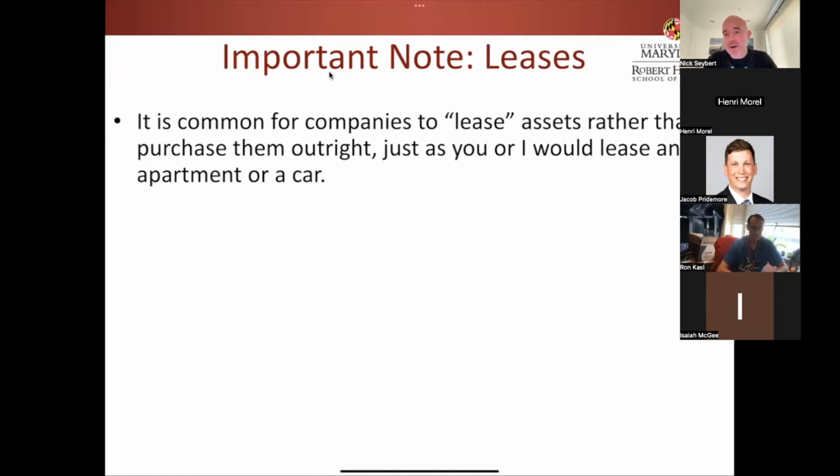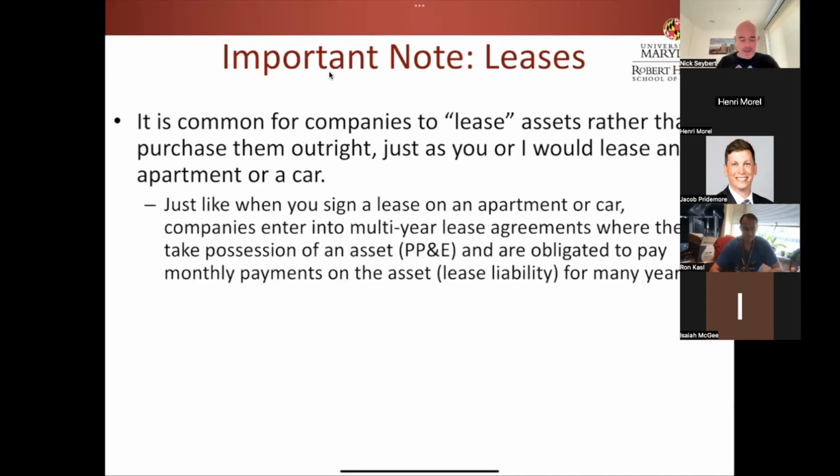Same thing with renting or buying a house. You buy the house with a mortgage. Again, if you can do all cash, congratulations. I have never and will never be able to do that. But you either buy with a mortgage or you rent a house or apartment. And it's the same thing with companies. A bunch of them are leasing this stuff.